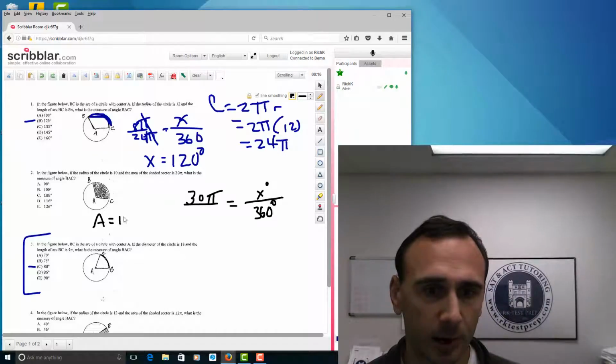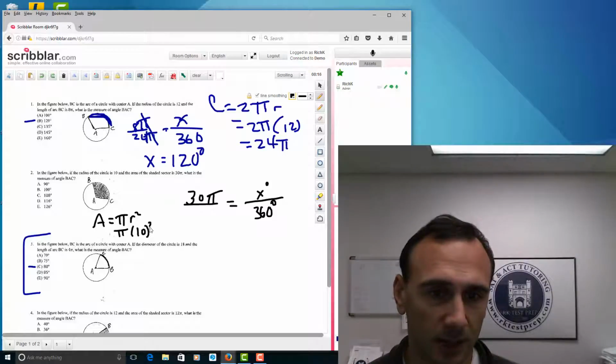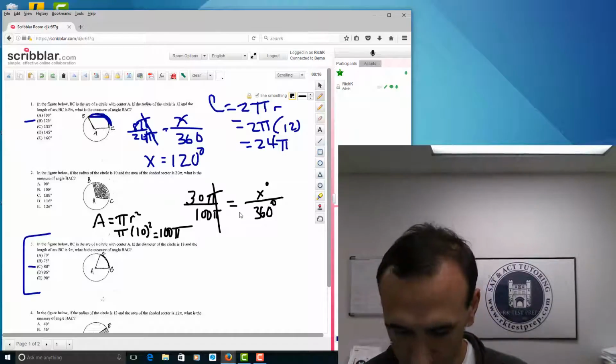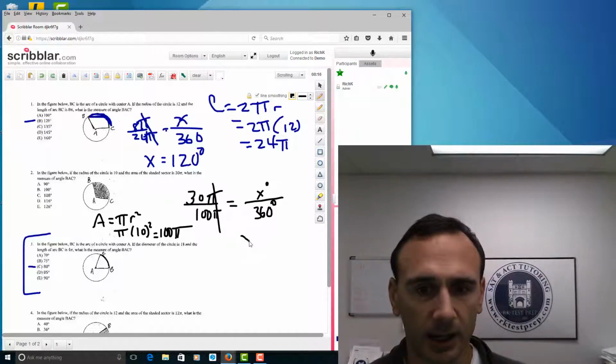And the area is pi r squared, which is given to you on the SAT at the beginning of each section. For the ACT, you just have to know it. So we write out that fraction, the pi's cancel, and then we can cross multiply and solve and get that x is 108.